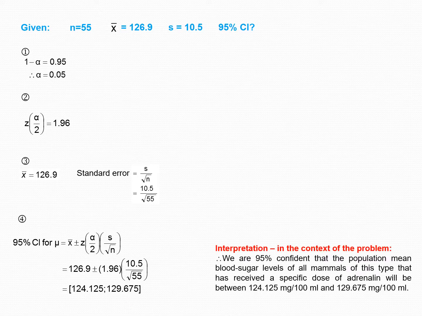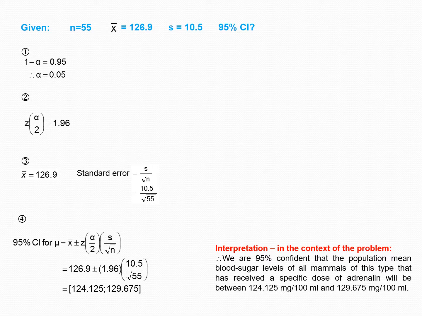And then we just need to interpret it. So we will be 95% confident that the population mean blood sugar levels of all mammals of this type that have received a specific dose of adrenaline will be between that lower limit, and we go back to the units, it was milligrams per 100 mils, and that upper limit with the specified units. Then you always interpret it in the context of the problem, so just go back to the brief to see what we measured.